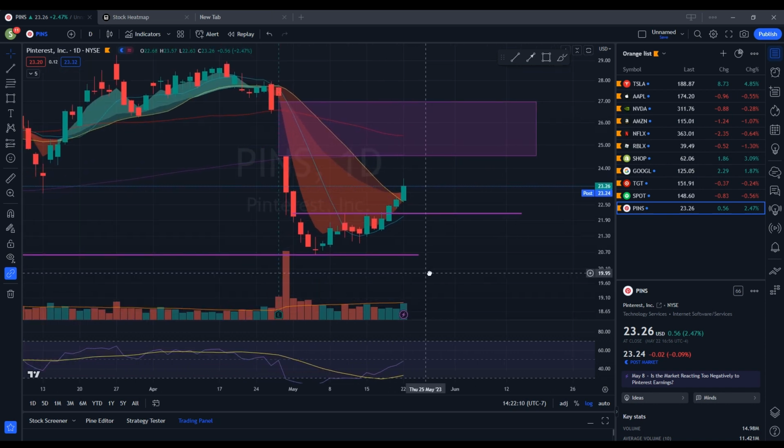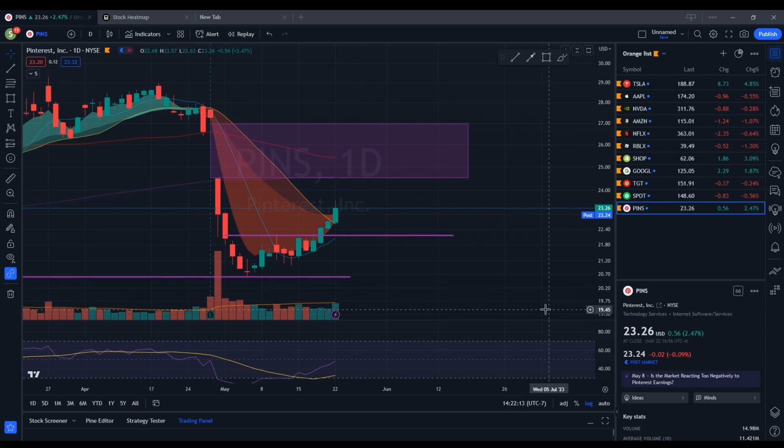But I think that is it for the watch list. I had a few other stocks, but I think these are the main setups I have.